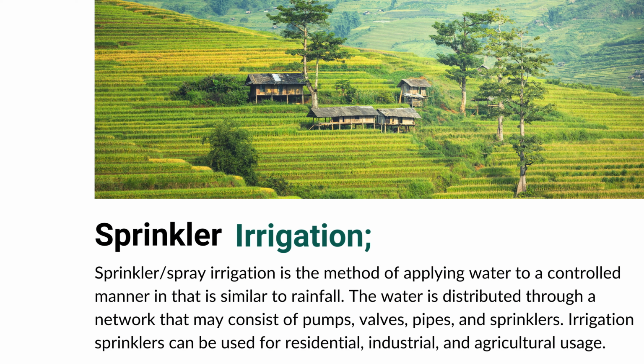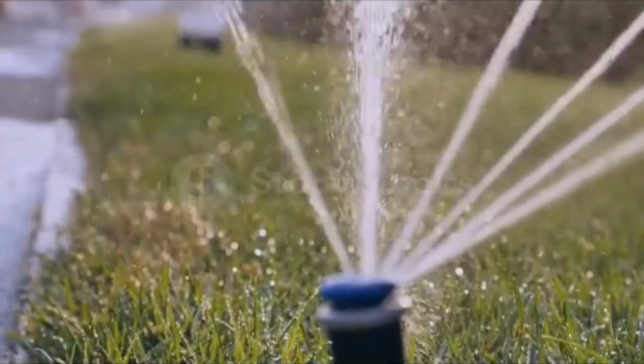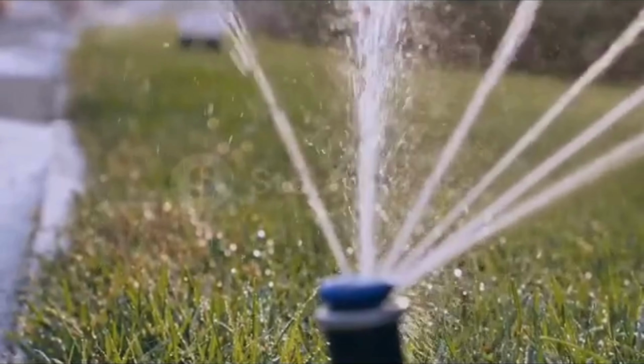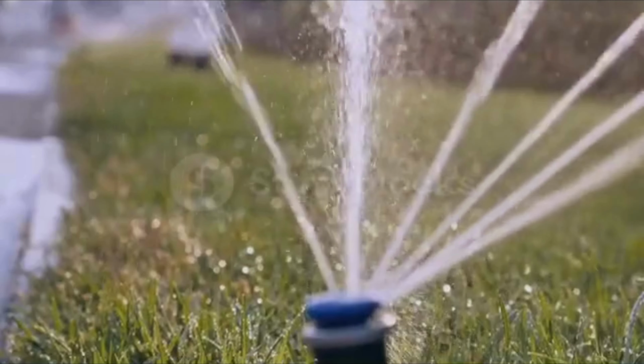Sprinkler spray irrigation is the method of applying water in a controlled manner that is similar to rainfall. The water is distributed through a network that may consist of pumps, valves, pipes, and sprinklers. Irrigation sprinklers can be used for residential, industrial, and agricultural usage.